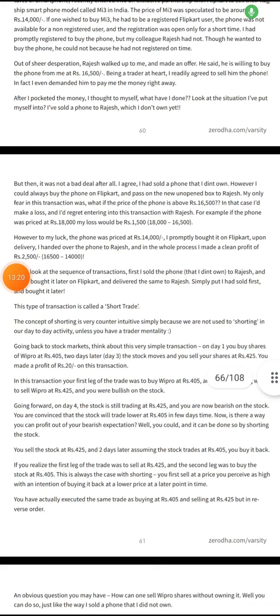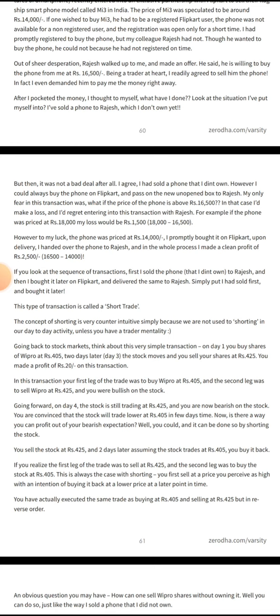You sell the stock at rupees 425, and 2 days later, assuming the stock trades at rupees 405, you buy it back. If you realize, the first leg of the trade was to sell at rupees 425, and the second leg was to buy the stock at rupees 405.